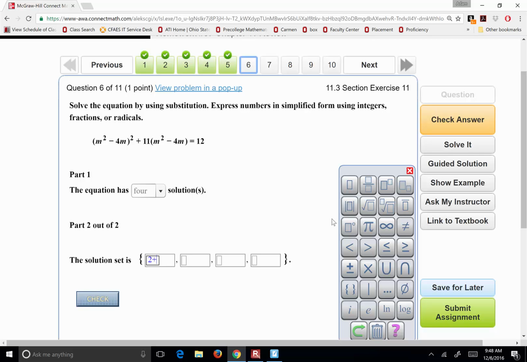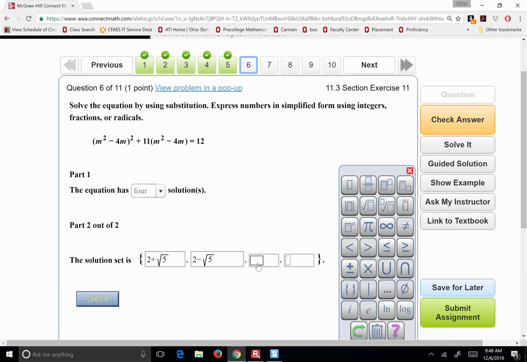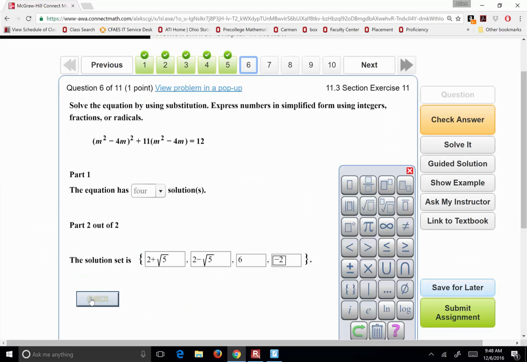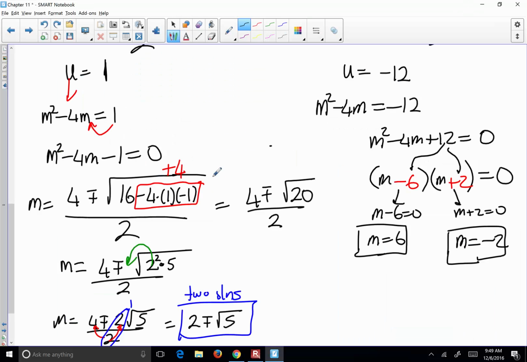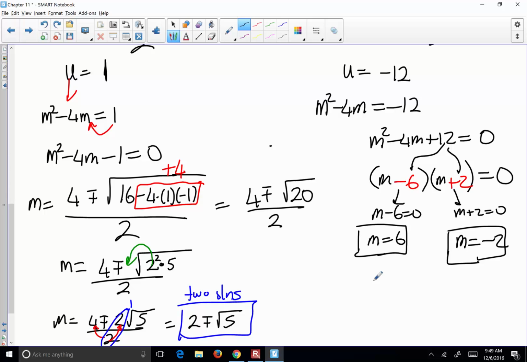2 plus square root 5. 2 minus square root 5. 6 and minus 2. 6 and minus 2. Check. Oh, hate this. Here's my mistake. You see, I made a mistake. Where? Oh, 6 is positive and minus 2.